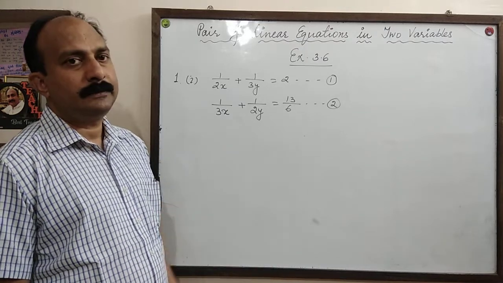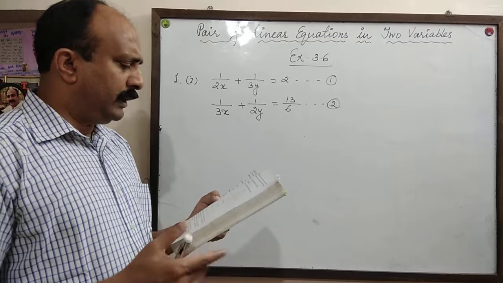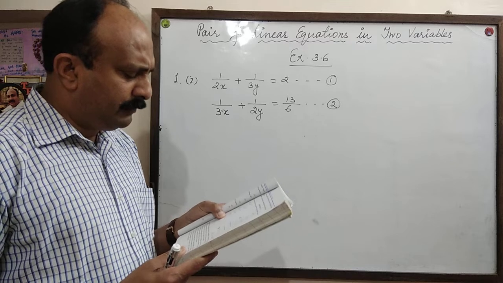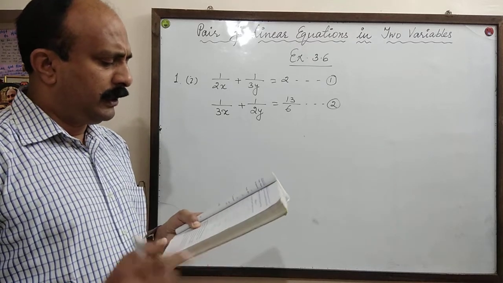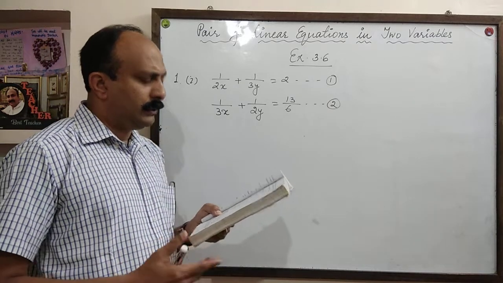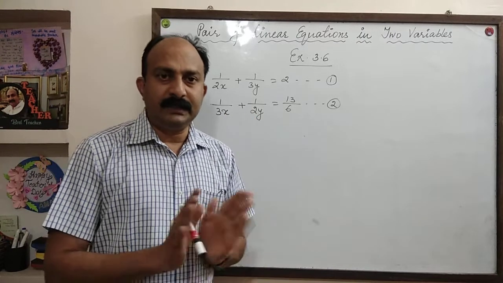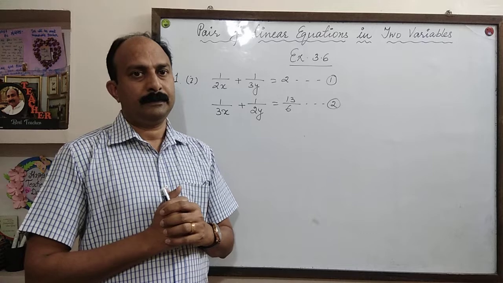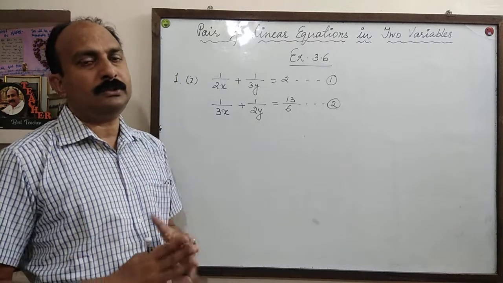The question is, solve the following pair of equations by reducing them to a pair of linear equations. That means the given questions of this exercise are not in the form of pair of linear equations. So first of all, we have to change them into linear equations and then solve.